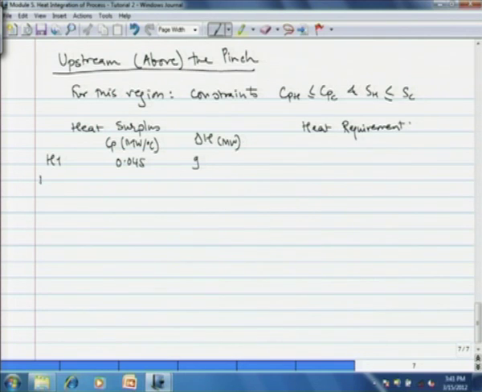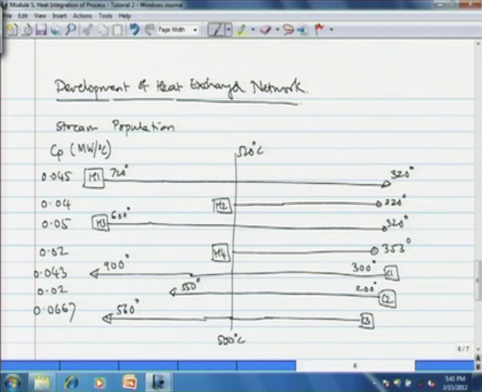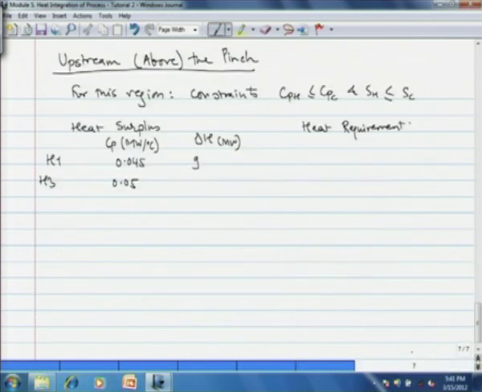Then similarly, H3 has a heat capacity of 0.05 and above pinch region it goes from 600 to 520. So, a temperature difference of 80 degrees. So, 80 into 0.05 is 4 megawatt. So, 4 megawatts are available with H3.